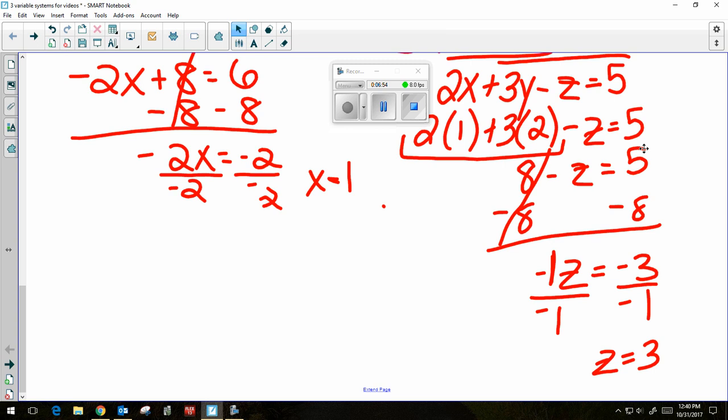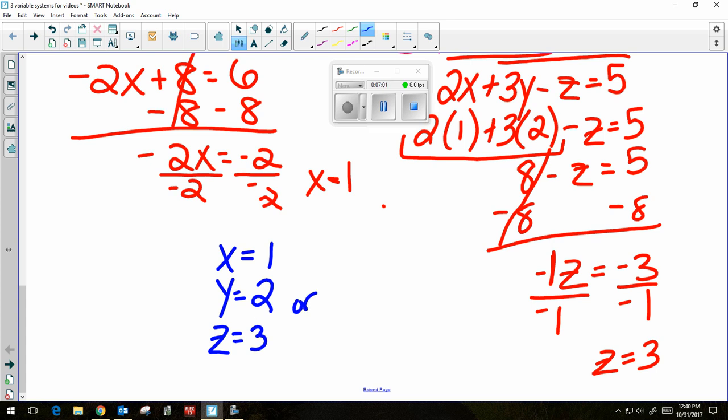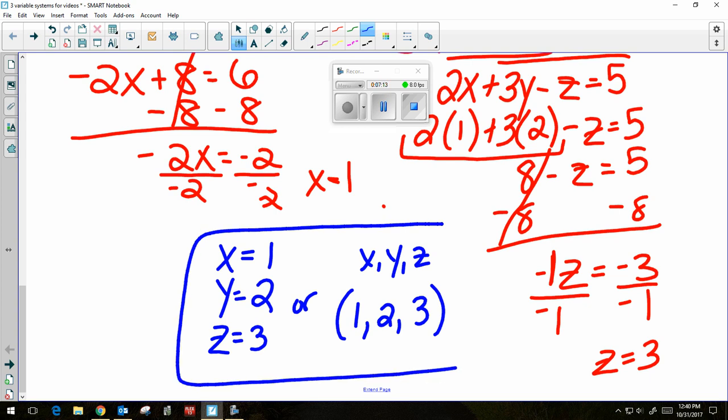You can write this as x equals 1, y equals 2, z equals 3, or you can write them as an ordered triple. Ordered triples always go in alphabetical order, so it would be (1, 2, 3). Either of those is your answer. You can always check your answer by going back to the original 3 equations and plugging in for x, y, and z, making sure all 3 equations are true statements when you substitute.